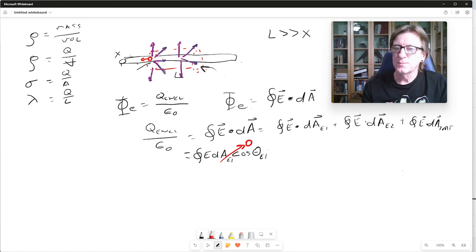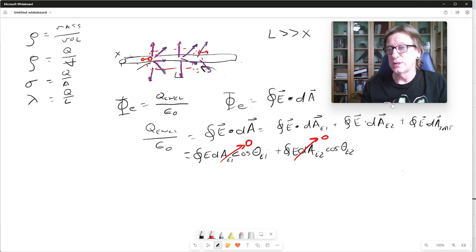So that goes away. Similarly, on the other end cap, plus E dA end cap 2 cosine theta end cap 2. Same thing over here. If I've got some area, it's going to be like this, and so it's also going to be at a right angle to the electric field, because remember, that's coming out like that. So this one is also 0, and that's really convenient.